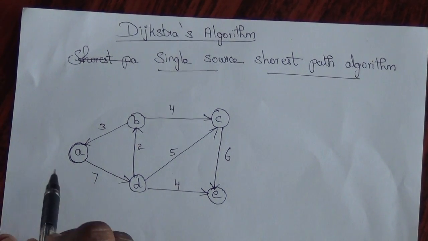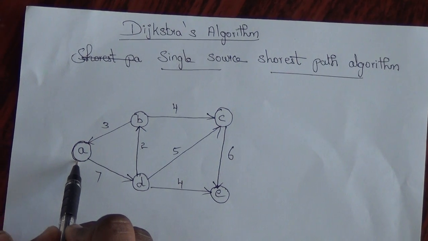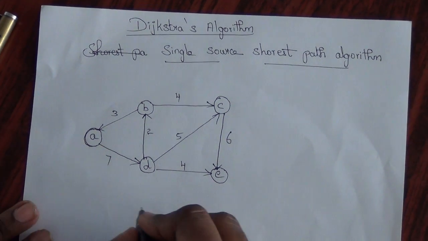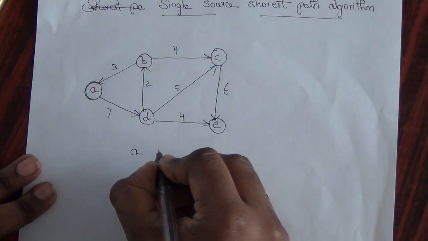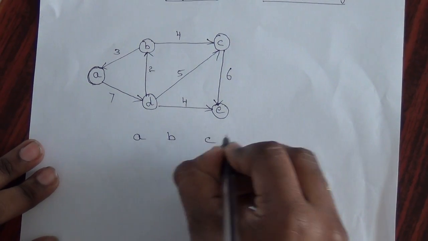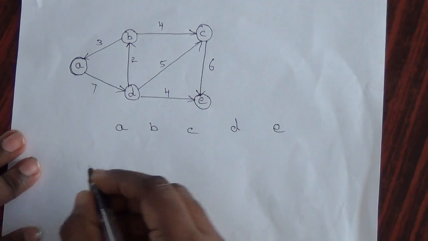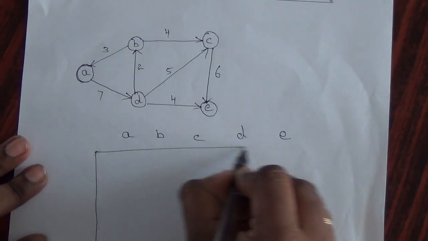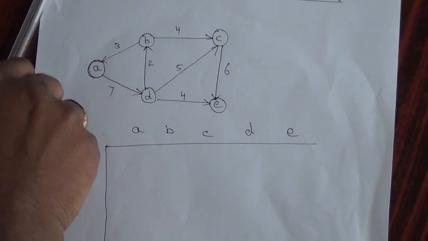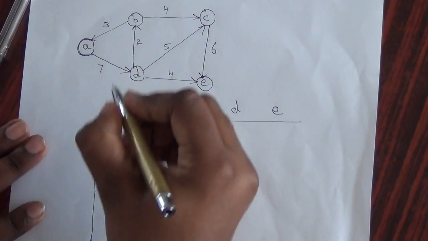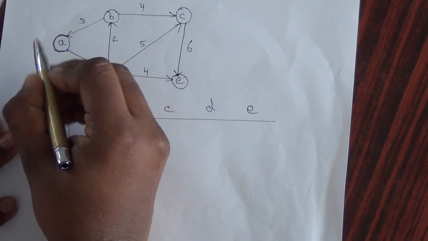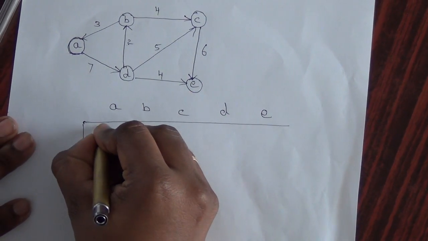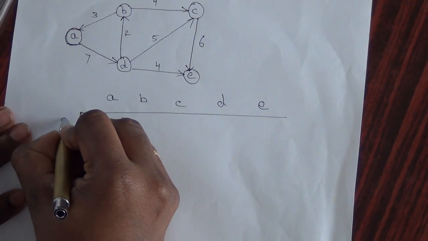For starting, initially we are going to consider the distance from A to A as 0. So we are going to consider all nodes in the network: A, B, C, D and E. Starting, we are going to consider the source node, that is node A. The distance from A to A is 0. So we are going to consider 0 as the first node. So we are going to take A.